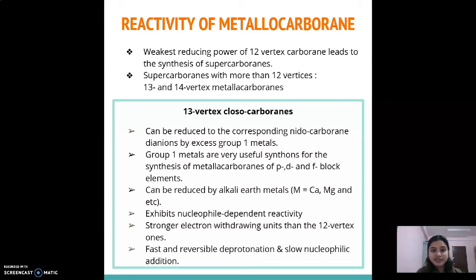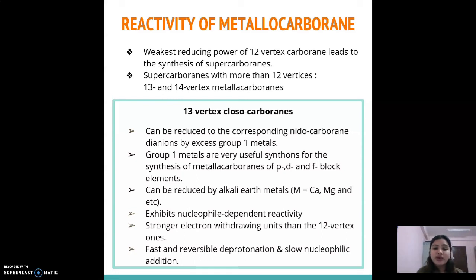I will proceed the presentation with the reactivity of the metallocarborane. Due to the very strong reducing power of the 12 vertex carborane, it leads to the synthesis of supercarboranes. Supercarboranes are also metallocarboranes but with more than 12 vertices. Examples are 13 and 14 vertex metallocarboranes.